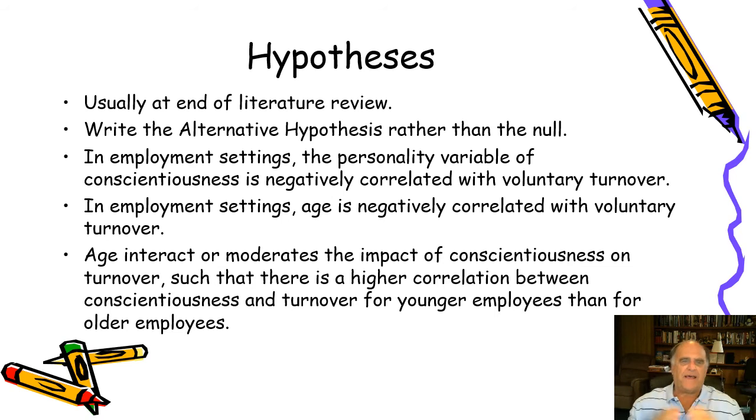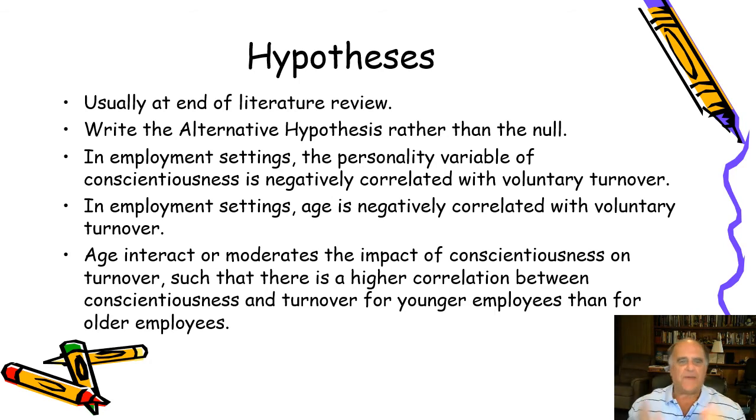So our first hypothesis is going to be, in employment settings, the personality variable of conscientiousness is negatively correlated with voluntary turnover. So note, we've talked about where it's occurring and who, and I think in this case that suggests the sample. We're looking at employment settings, so we're looking at incumbents. We're looking at a personality variable, conscientiousness, as the independent variable. We're looking at voluntary turnover as the dependent variable. And we expect to see a negative correlation.